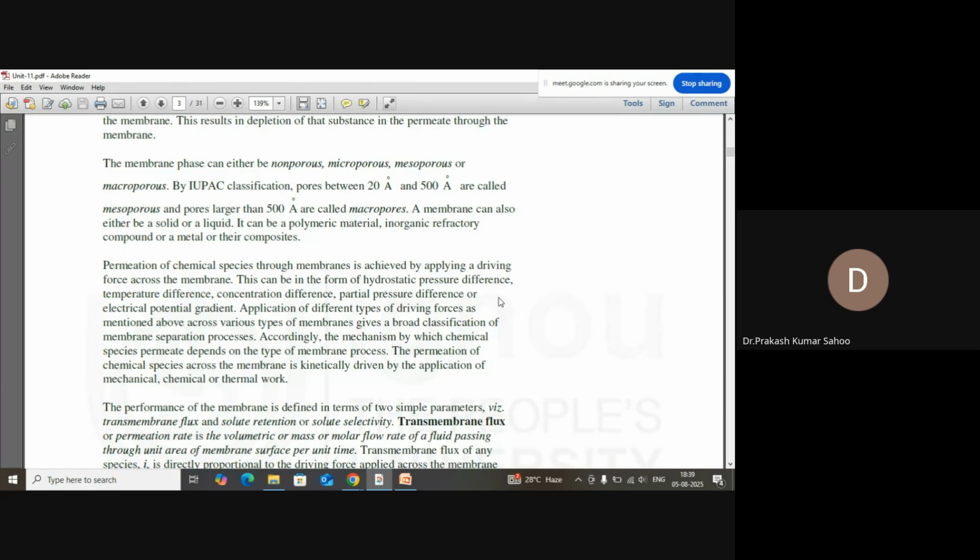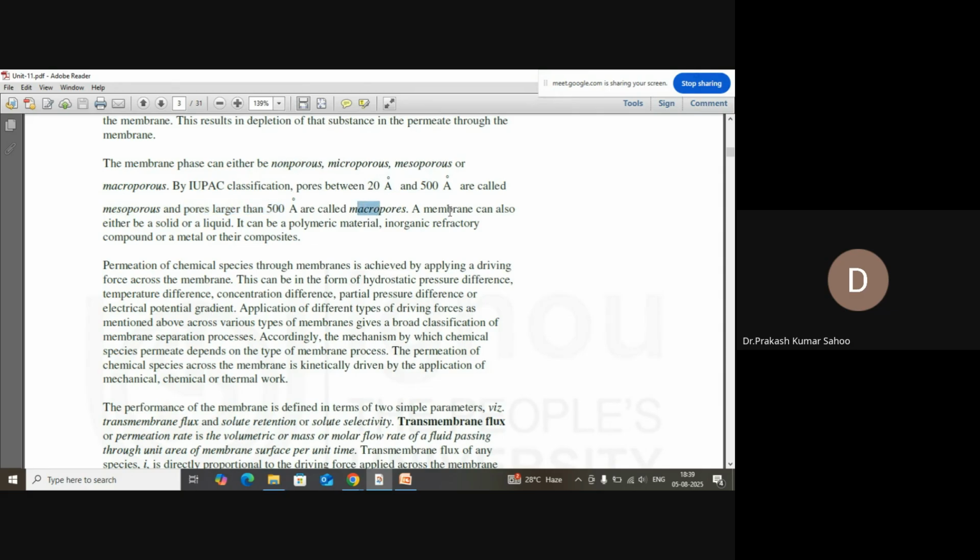Then the membrane phase can either be non-porous, maybe microporous, mesoporous, or macroporous. So these are the dimensions. When the pore size is 20 angstrom to 500, it is called mesoporous. When the pore size is more than 500, it is macroporous.